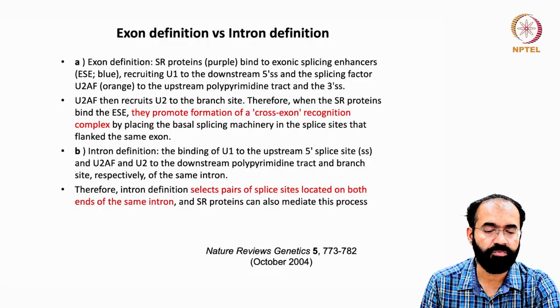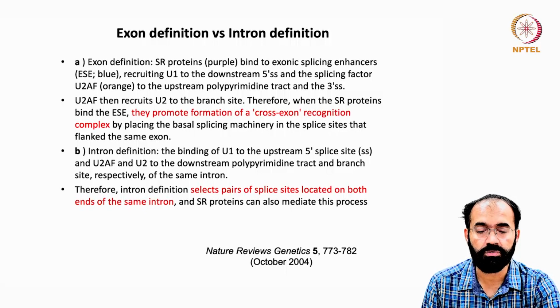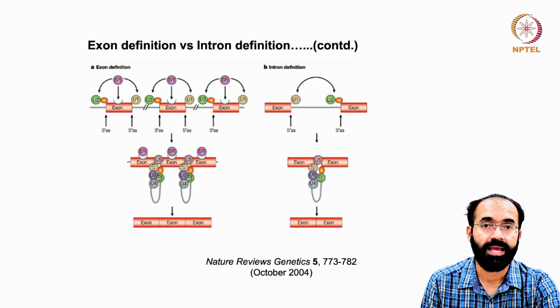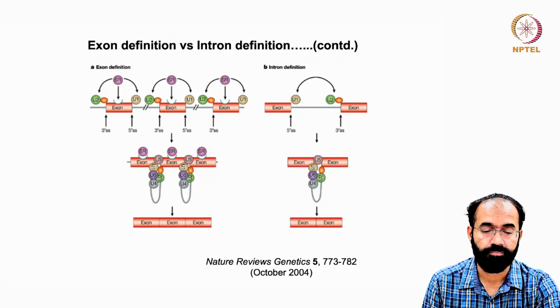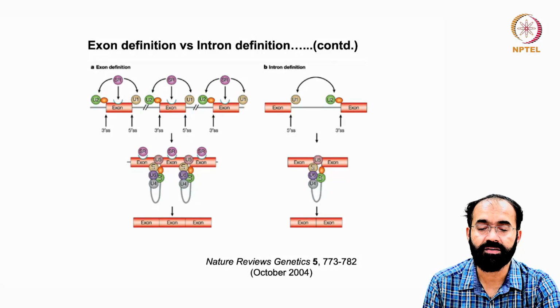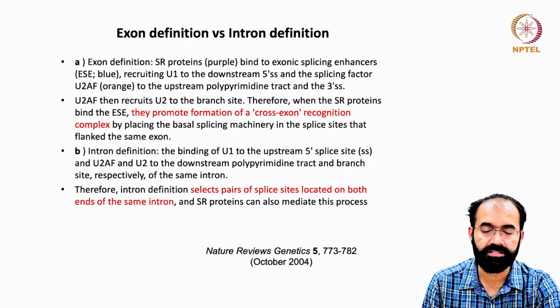So therefore intron definition selects a pair of splice sites located on both ends of the same intron, and the SR proteins can also mediate this process, as you saw in this picture. So exon boundaries are defined by U2AF and U2 and the U1 in the downstream, whereas in the case of intron, U1 in the upstream and U2AF and U2 in the downstream. Those who are interested can read this Nature Reviews Genetics article, which appeared a few years ago.